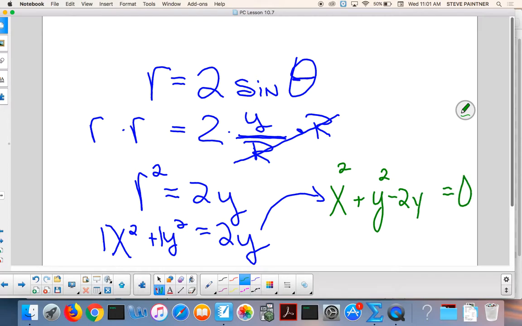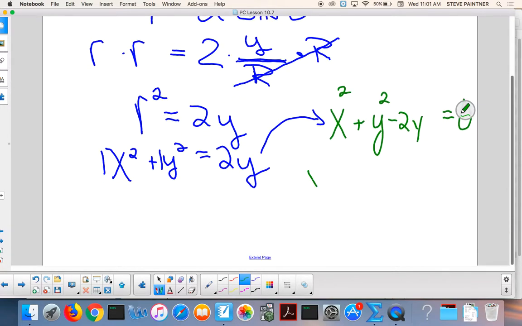Put 0 there. And you just complete the square on the y's. Okay? So on the y's, what's half of negative 2 squared? Half of negative 2 is negative 1. Square the negative 1, you get what? 1. Okay, equals 0.